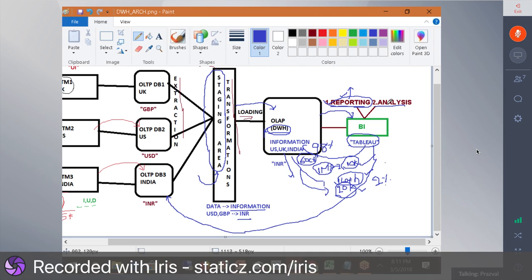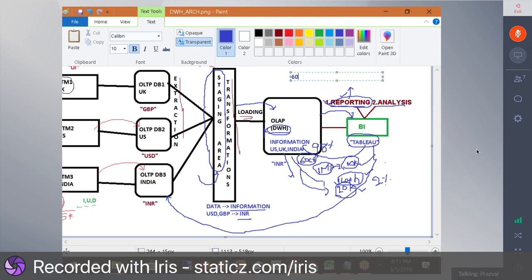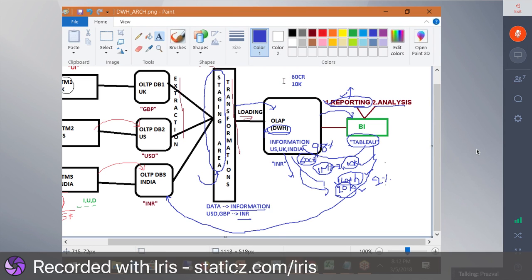Comparing the business across multiple locations is known as analysis. So what does that mean? In India, we have 60 crore transactions, and only 10k are above 1 million. What is the percentage of 10k when compared to 60 crore? 10k by 60 crore gives close to 0.017%. It means only about 0.017% of transactions are above 1 million in India.